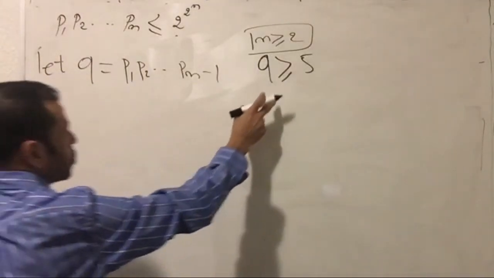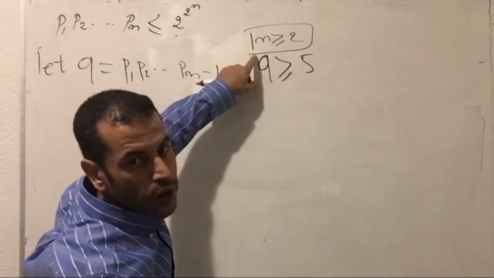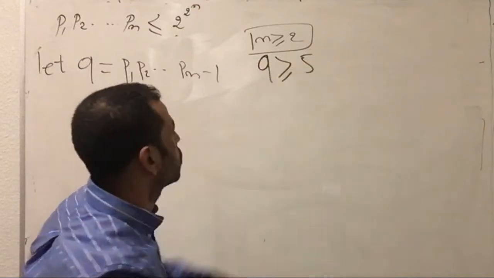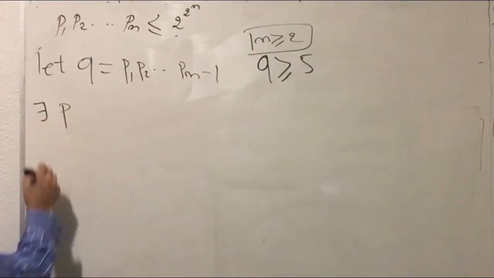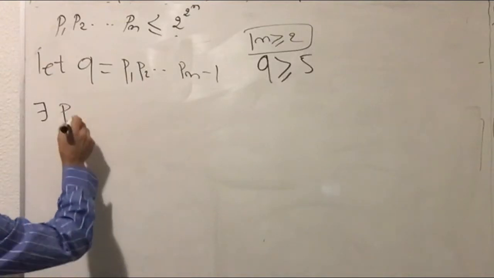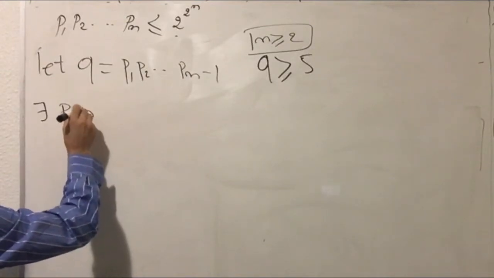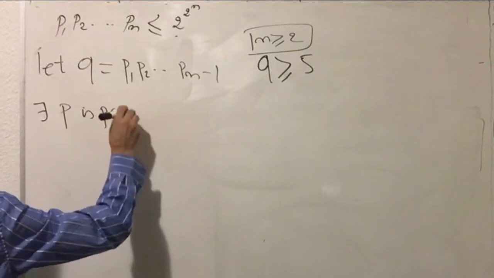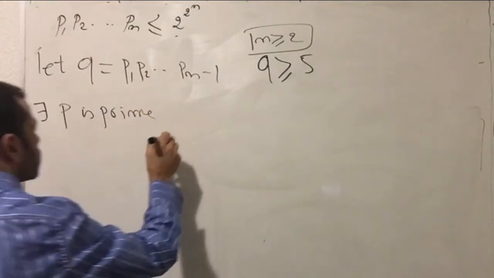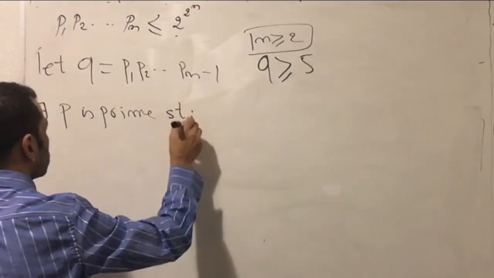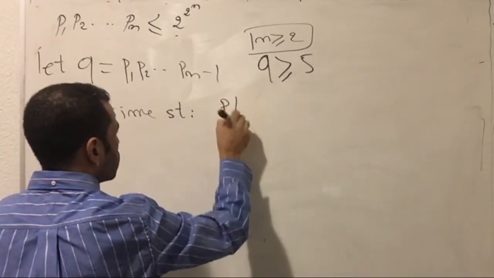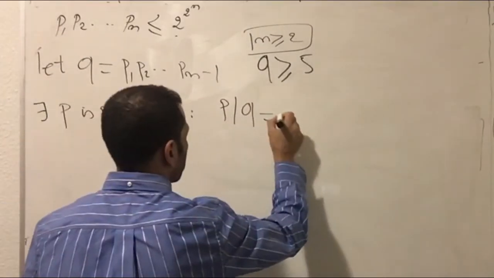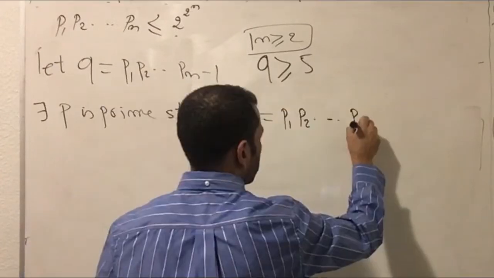So this one, Q is greater than or equal to 5 if we have n greater than or equal to 2. There is some number P, a prime number, such that P divides Q. Q is a product of P1 through Pn, plus 1.